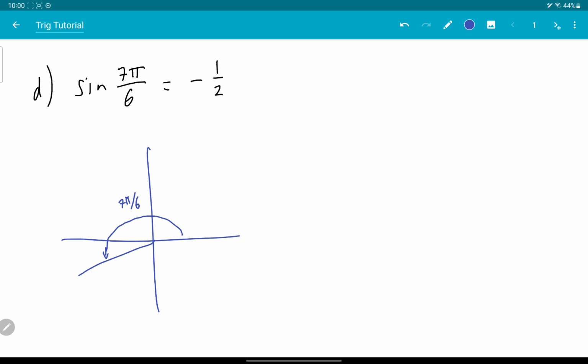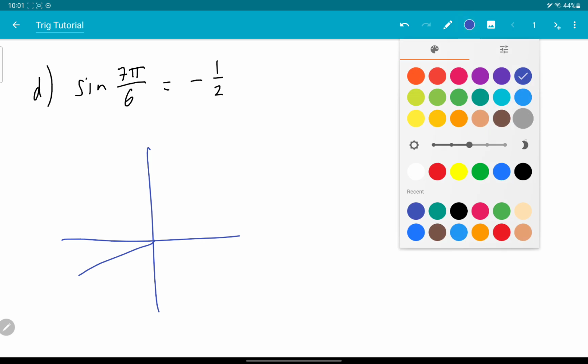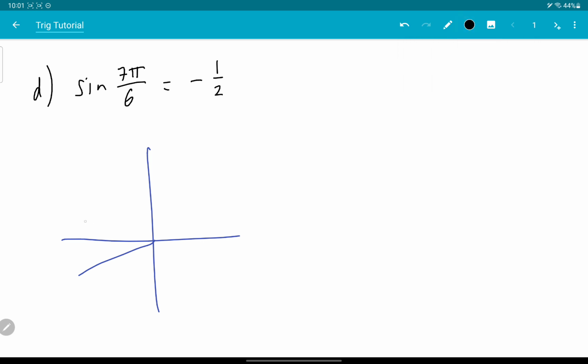Now what I'm going to do is reflect that back into the first quadrant. So I'll reflect it back into the first quadrant, and I'll go from there. So if I reflect it in 2 steps, first of all I'll reflect it up to get that, and then I'll reflect it across to get that. And this angle here is pi over 6.